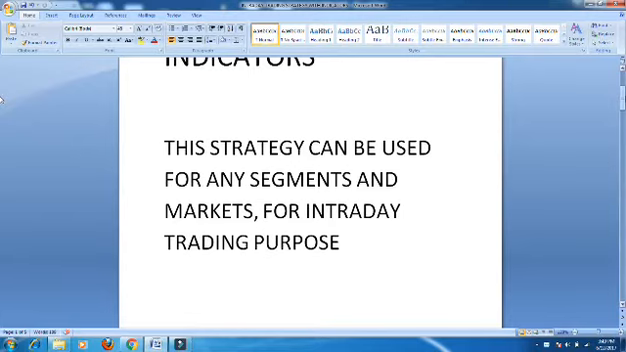This is only for the intraday purpose that I have tested right now, and the accuracy is almost 95% because we use almost 3 to 4 indicators to get the correct confirmation and enter the trades. So follow all these rules that I'm going to tell you in the next few minutes, and I'm sure you will be getting good trades on it.